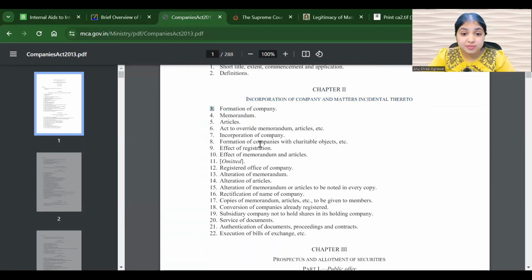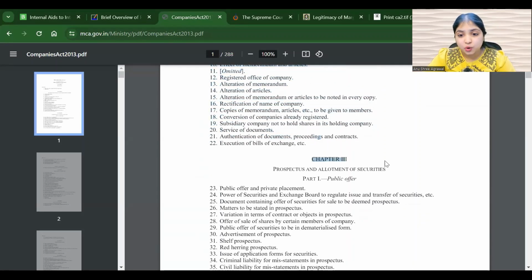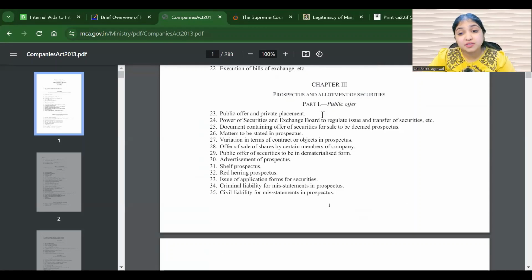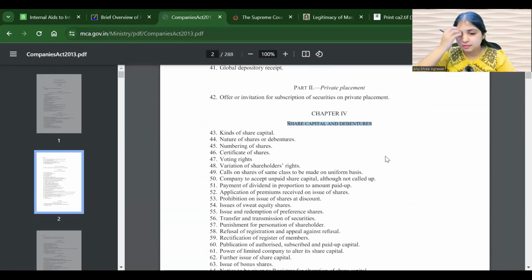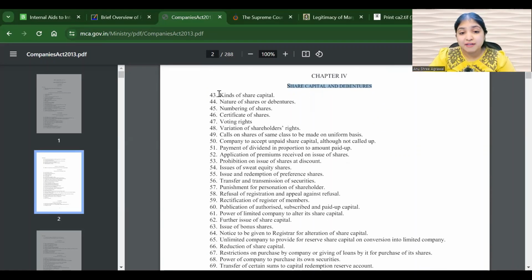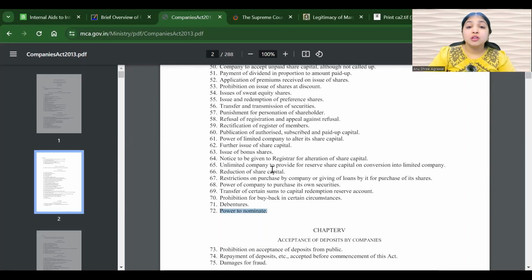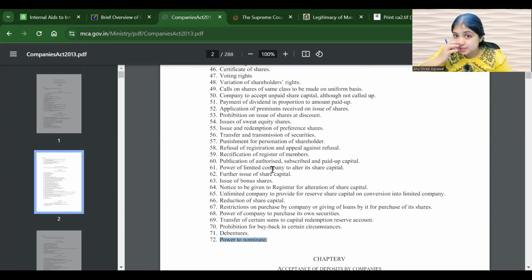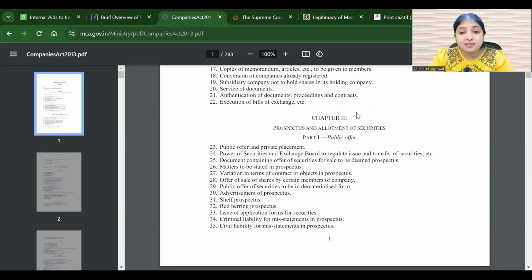Under that, you have from section 3 to section 22. Then you have chapter 3, which is about prospectus and allotment of securities. This chapter has the first part public offer, second part private placement. Then we have chapter 4, which is about share capital and debentures. Under this, we have from section 43 to section number 72. So the law is divided into chapters and each chapter is given a name. The law is divided into chapters and each chapter is given a heading.